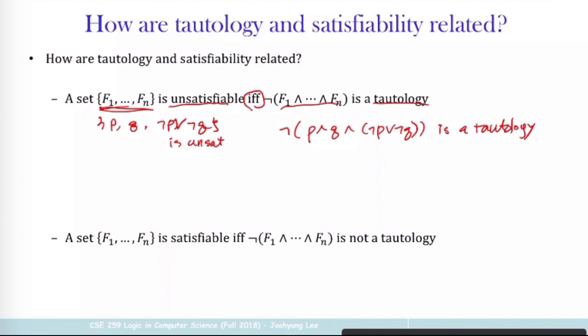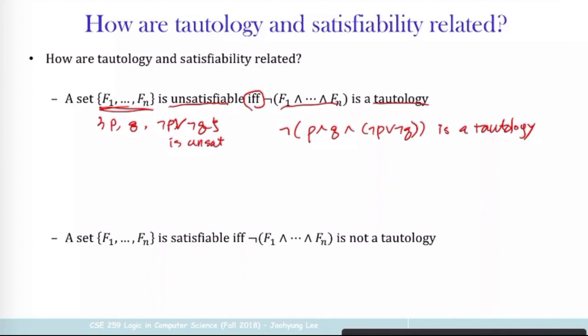Yes? What do you exactly mean when you say interpretation? Interpretation is a function that maps the signature to truth values. We learned that right after the function. If you have P, Q, R, those are the atoms, so the function that assigns truth values to these P, Q, R is an interpretation. So, okay.